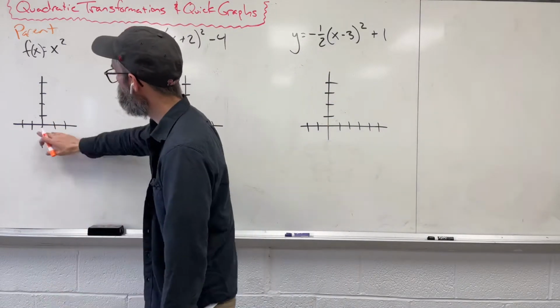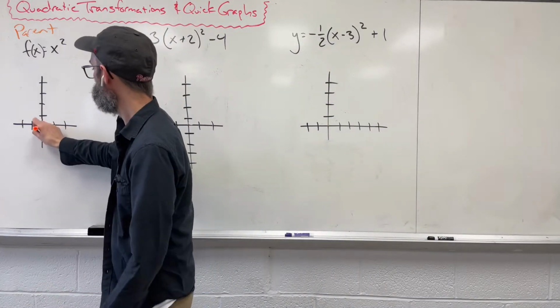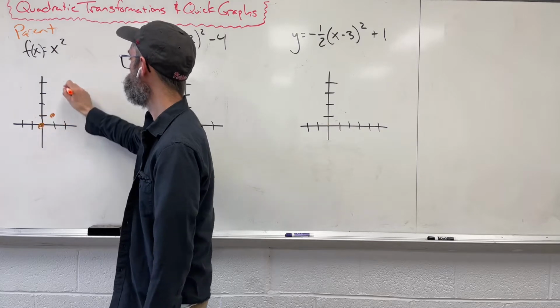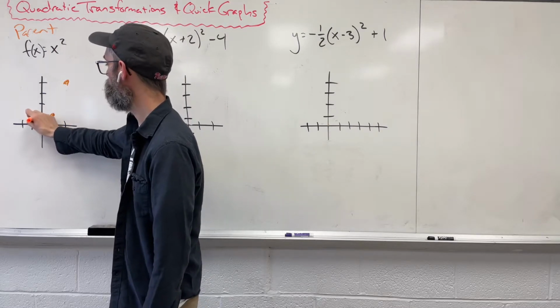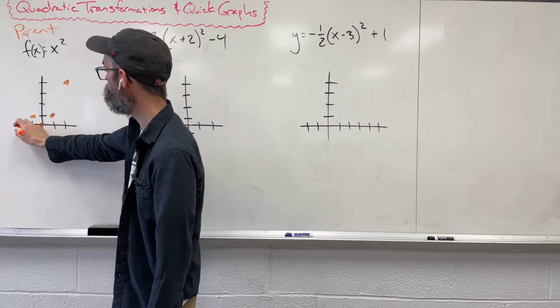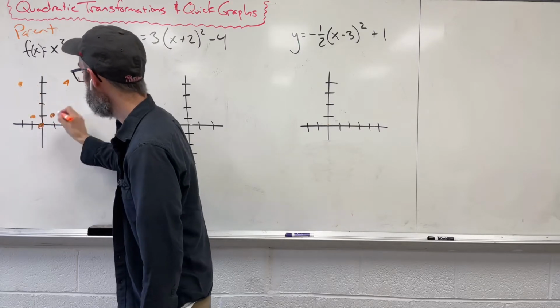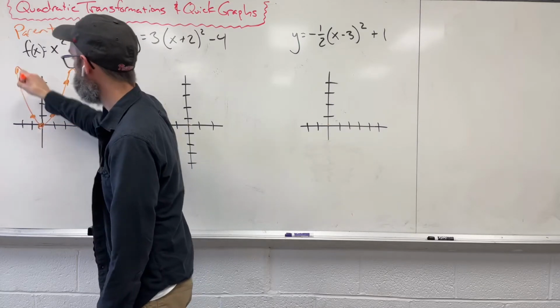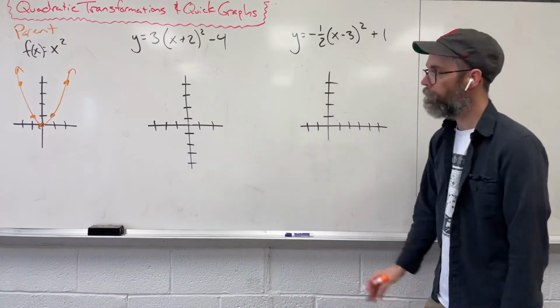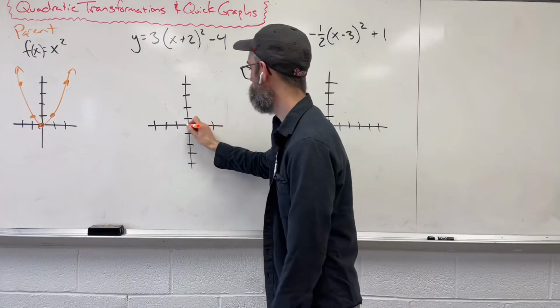Okay, so let's graph that. 0 squared is 0, 1 squared is 1, 2 squared is 4, negative 1 squared is positive 1, negative 2 squared is positive 4. Everything we do will look like this. And just to compare everything else, I'm going to put it on our other graphs too.